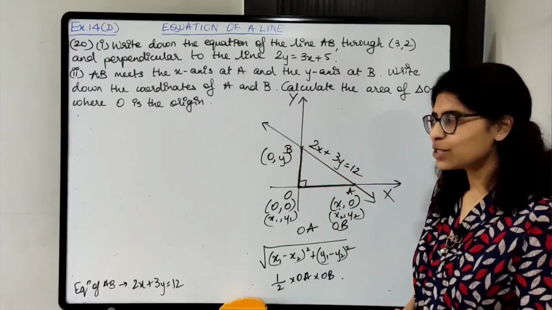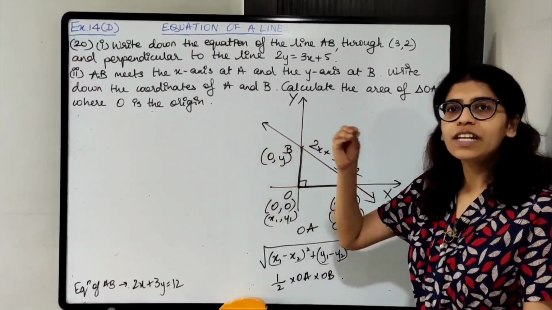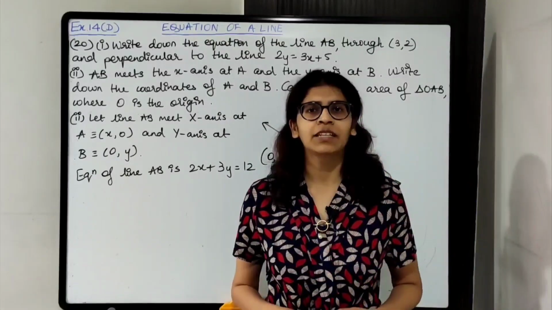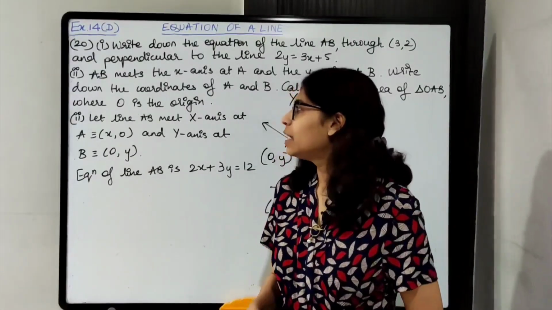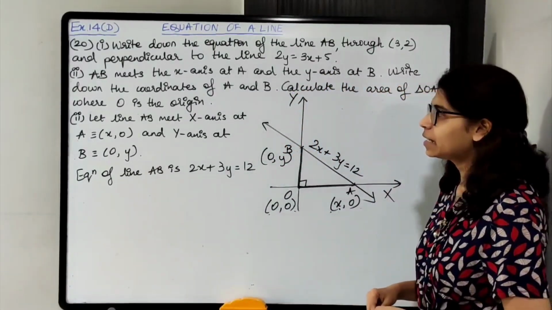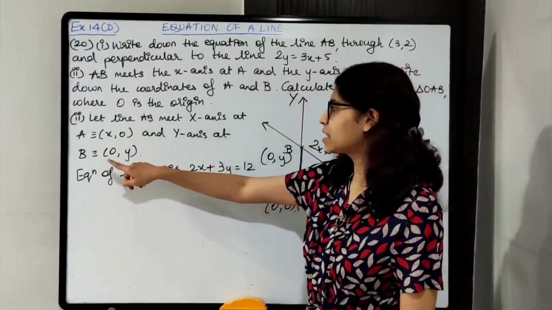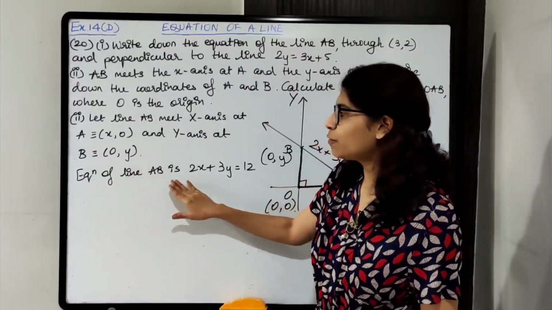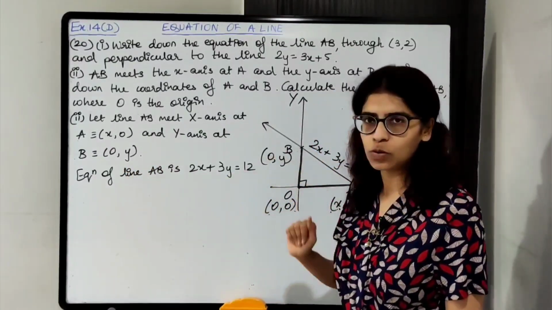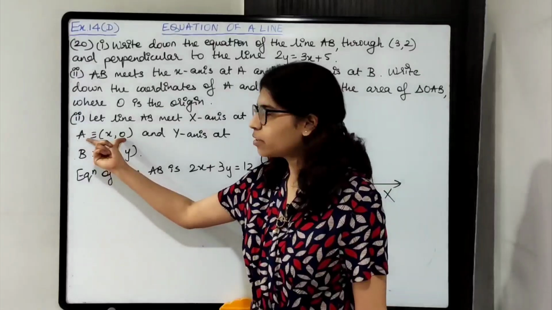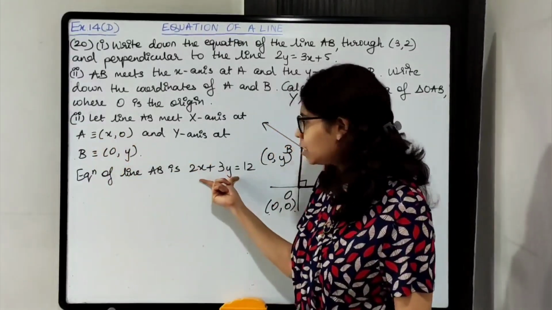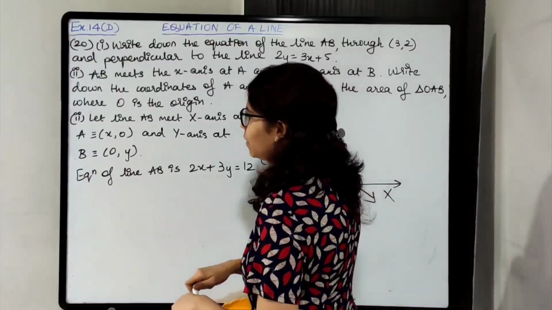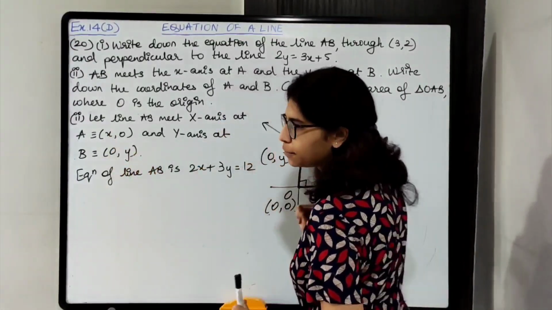Okay, so let us solve now. First we'll find the coordinates of A and B and then find the area. We'll write down a few statements. Let line AB meet x-axis at A x comma 0 and y-axis at B 0 comma y. Okay, so equation of line AB we already know, so write that down. Now we'll put the values of the coordinates in the equation because it has to satisfy the equation. So we'll easily get x and y over here.